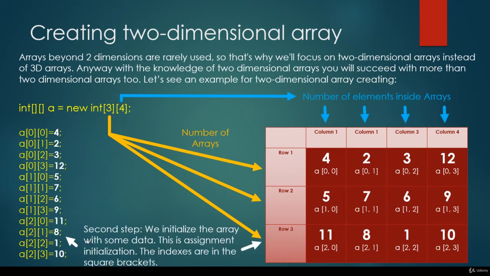We can initialize the array with some data. This is called assignment initialization. The indices are the square brackets. So in this case, the first item, so first row, first column has the value 4. The first row and second column has the value 2. What's crucial is that indices start with 0 as usual with arrays.